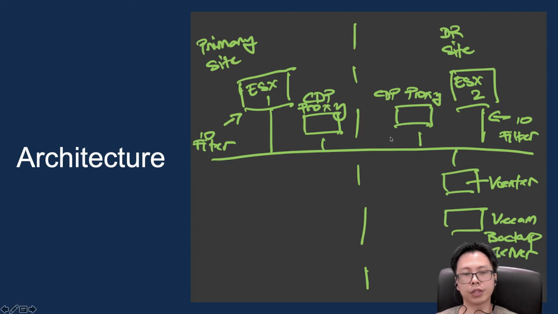So once it's transferred and reached the CDP proxy at the target site, it will do decompression. It will also do decryption as well and pass those values to the IO filters at the DR side. The IO filter at the DR side on the ESX will start to write into the target data source, right? So this is how the whole entire process of how CDP works. In case of any disasters, you can just execute failovers from the Veeam backup server. Without further ado, let's look into some demos.